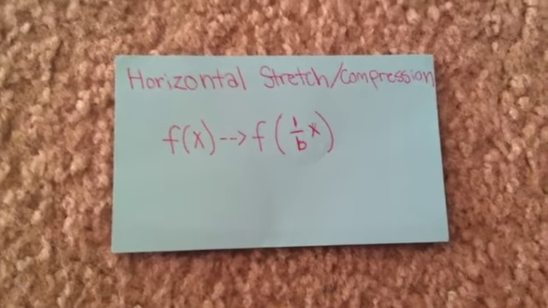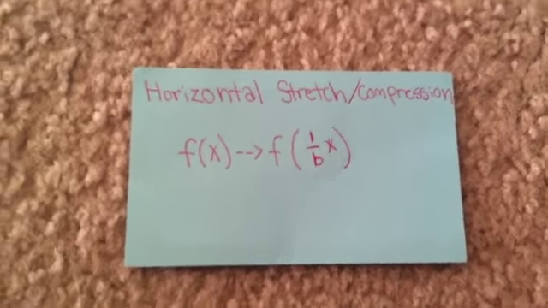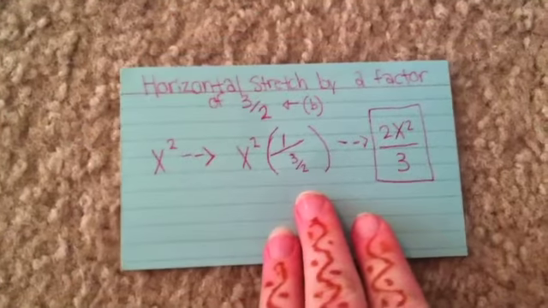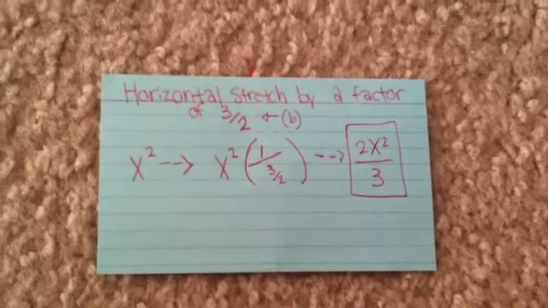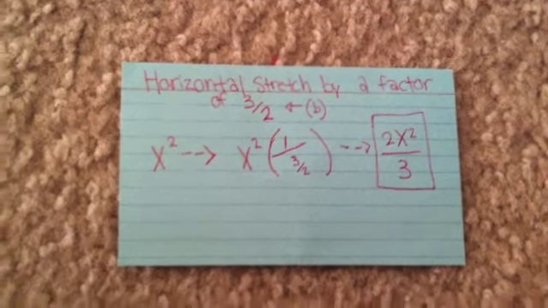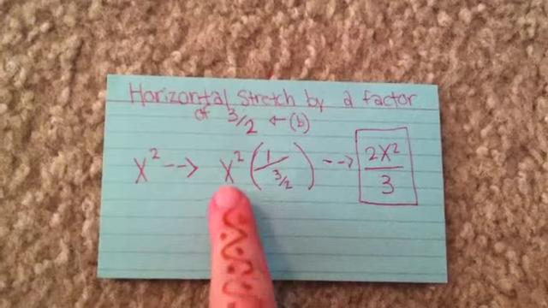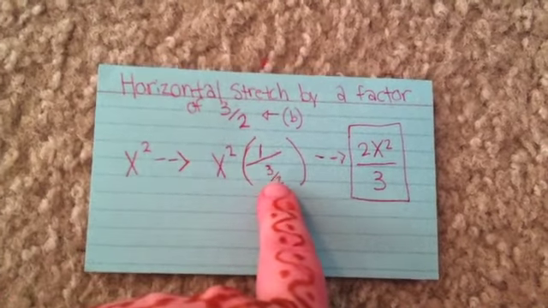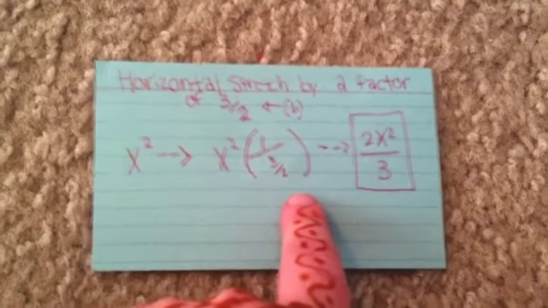The formula for this is f of x to f of 1 over bx. Now it looks kind of confusing, but I'm going to use our example to explain this. If we have the parent function of a quadratic, x squared, and we're horizontally stretching it by a factor of 3 over 2, this 3 over 2 right here is b. Even though this is a fraction, we need to remember that 1 goes above that. So it's 1 over 3 over 2 essentially.